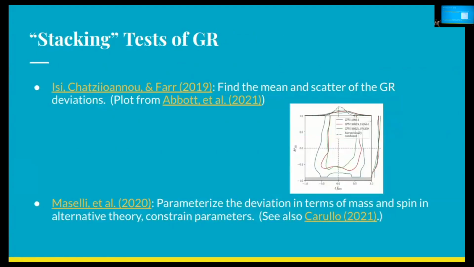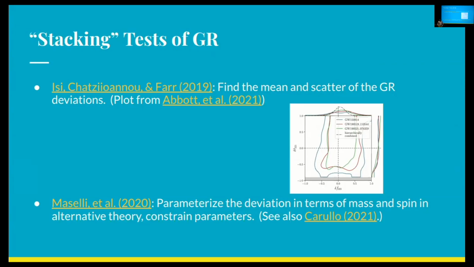Also, if you can do it for one, you can do it for multiple, and people have written about how to stack these things on top of each other, including Max Isi and I, who wrote about how to stack, which is the way that we tend to do it in LIGO. But additionally, Gregorio has a paper on this, which you should also look at, by Maselli. The idea there is we don't know anything. We're just going to measure the deviation from GR in multiple ring downs. GR says that should always be 0. Let's just infer what the mean and scatter of the deviation is. And if they're ever non-zero, then we found it.